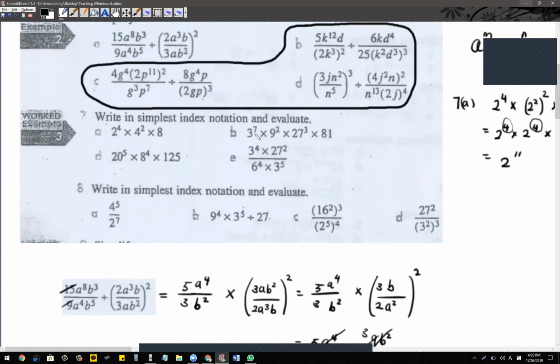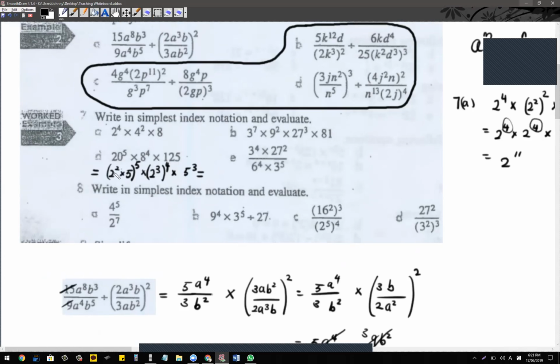Okay, so these are all reducible in terms of 3. Maybe this one is in terms of 2s and 5s. So you can see that 20 is 2 times by 2 times by 5. So it's 2 squared times 5. That's what 20 is. 8 is the same as 2 to the power of 3. This one's to the power of 4. 125 is 5 to the power of 3. 5 times 5 times 5 is 125.